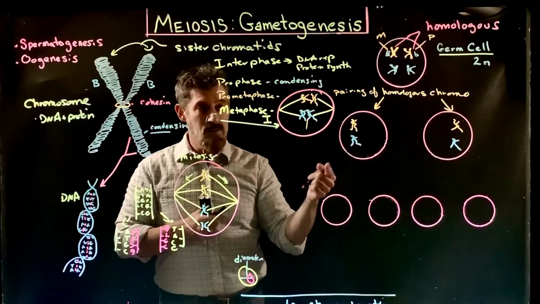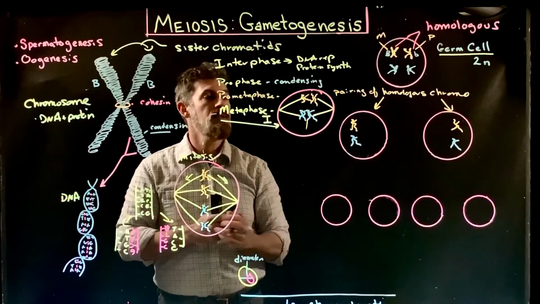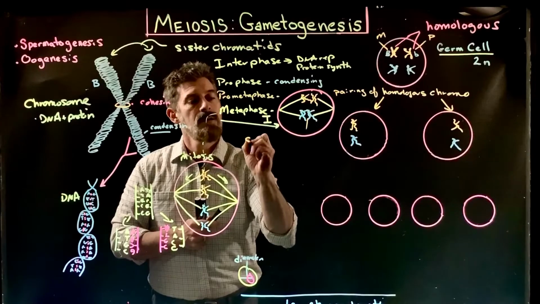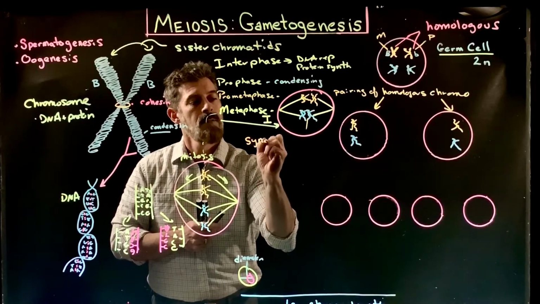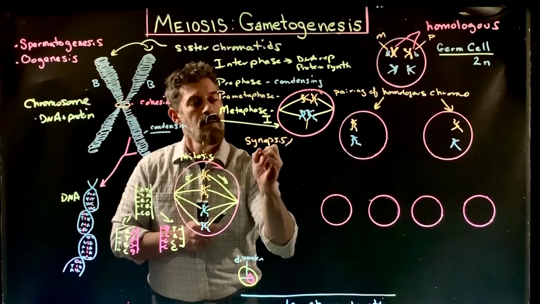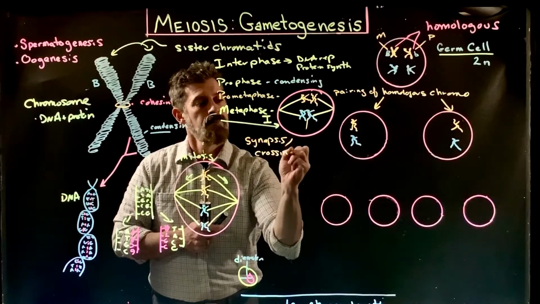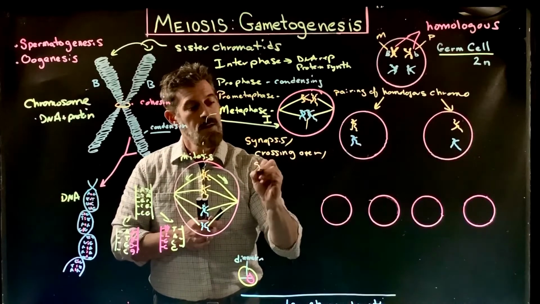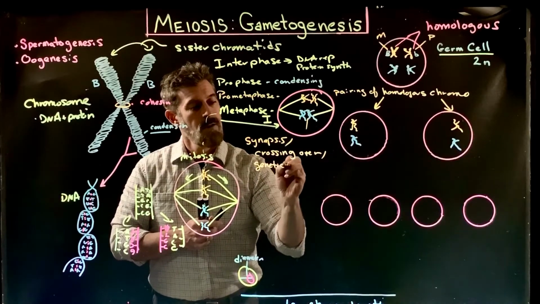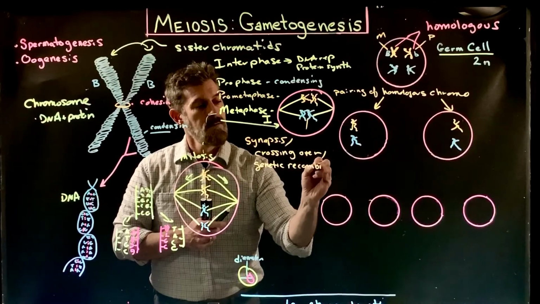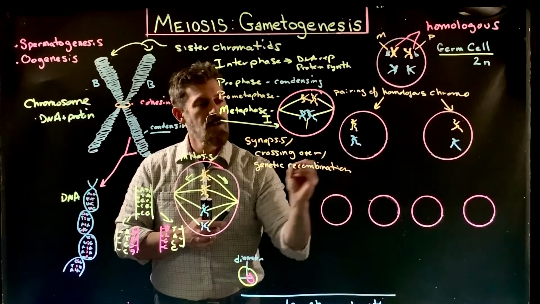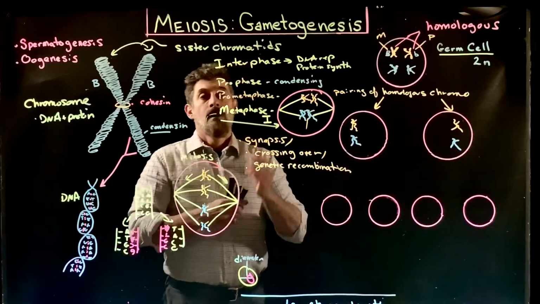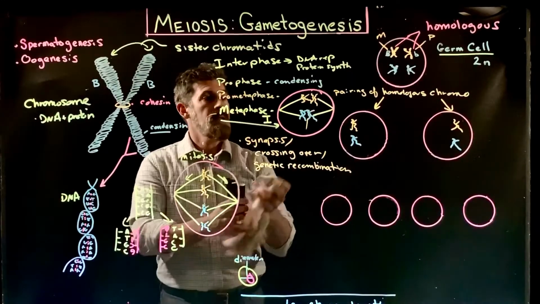So again, in metaphase 1, this is an important phase to talk about. What we're also going to see is the process called synapsis, crossing over, also referred to as genetic recombination. So there's a lot of terms for this, but they're all really referring to the same thing. What we mean here is this.